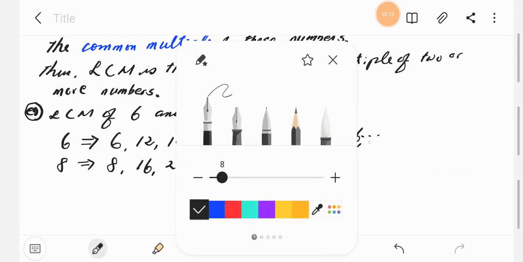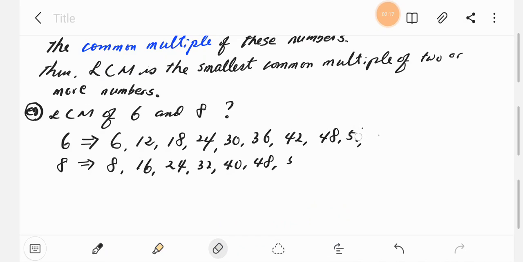48 plus 6 is 54, and then for multiples of 8, 48 plus 8 is 56, and so on. All right, so from this, let's find the common multiples. We have multiples of 6 and multiples of 8.